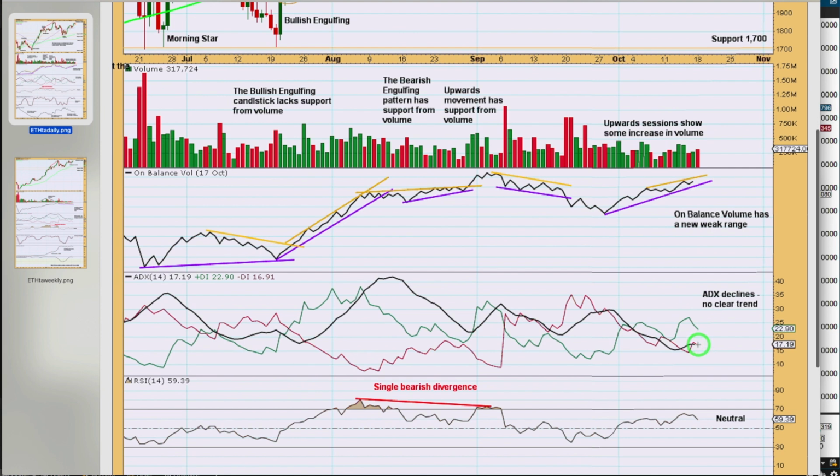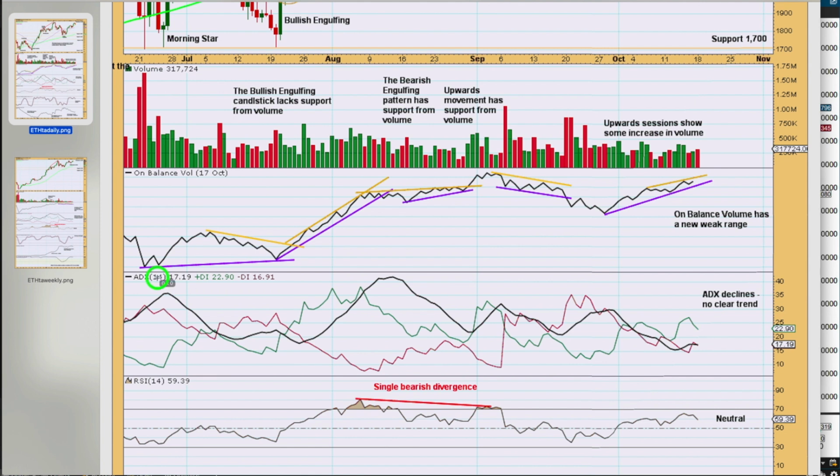ADX is at the moment declining, indicating no clear trend, but if it does turn upward again, the positive DX line is above the negative, ADX is above 15, so if it does turn up to have a positive slope, it would again indicate an upward trend at this time frame. At the weekly chart level, it is indicating an upward trend.